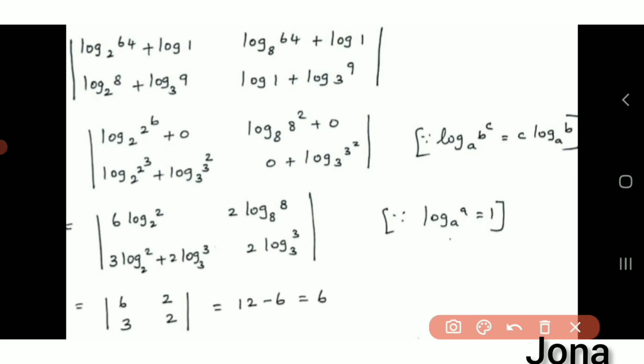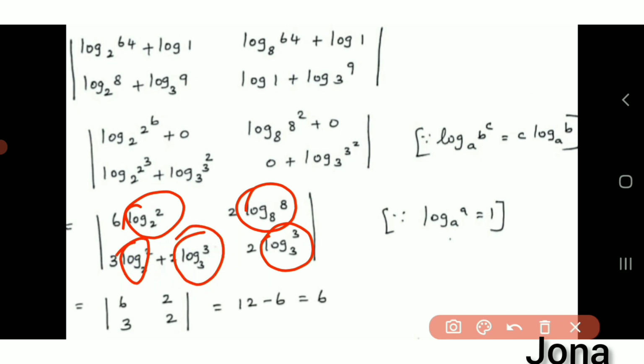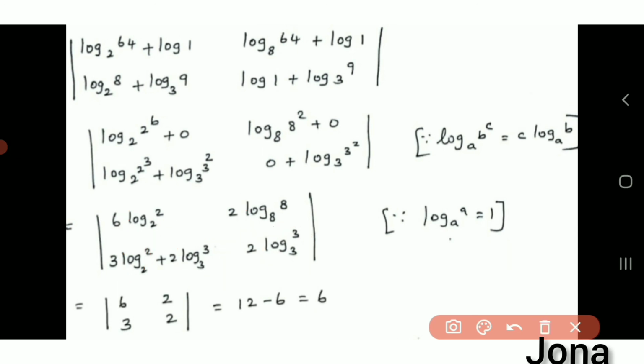So we can conclude that log 2 base 2 is 1, this value is also 1, here also 1, and even here also 1. That means log a base a equals 1. Then if we substitute everything, we get 6, 2, here 3 plus 2, and here 2.